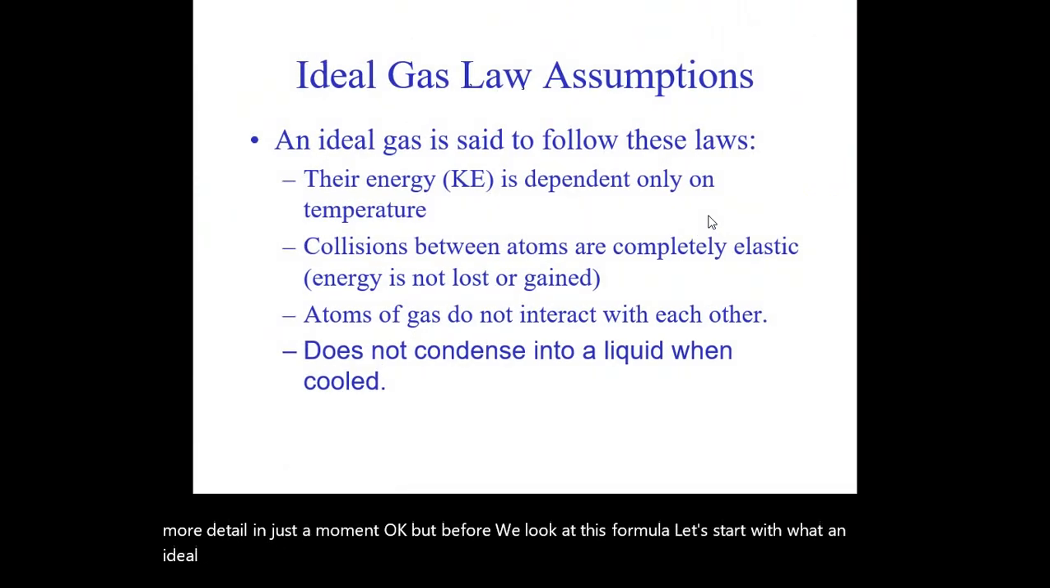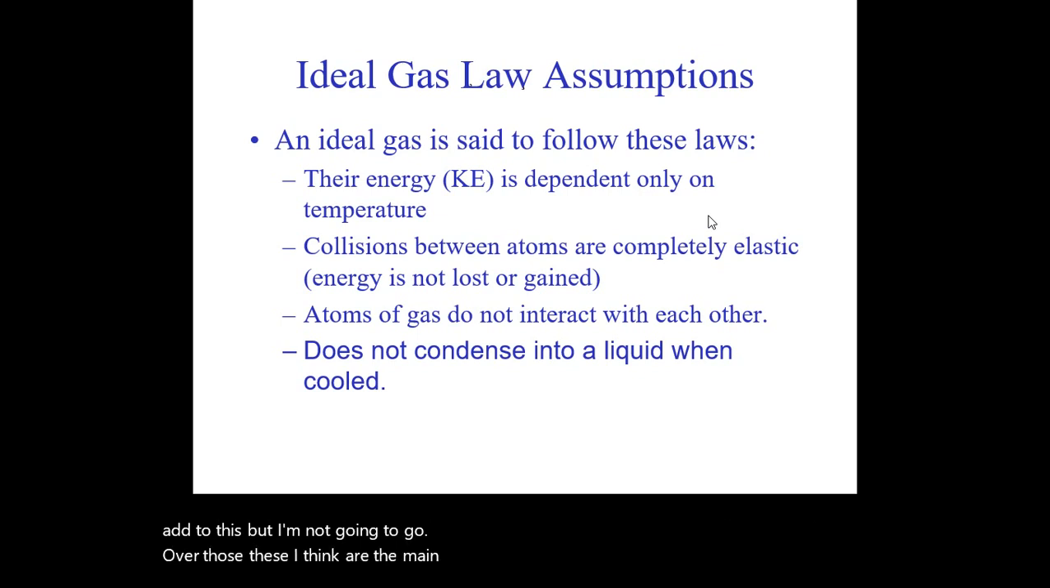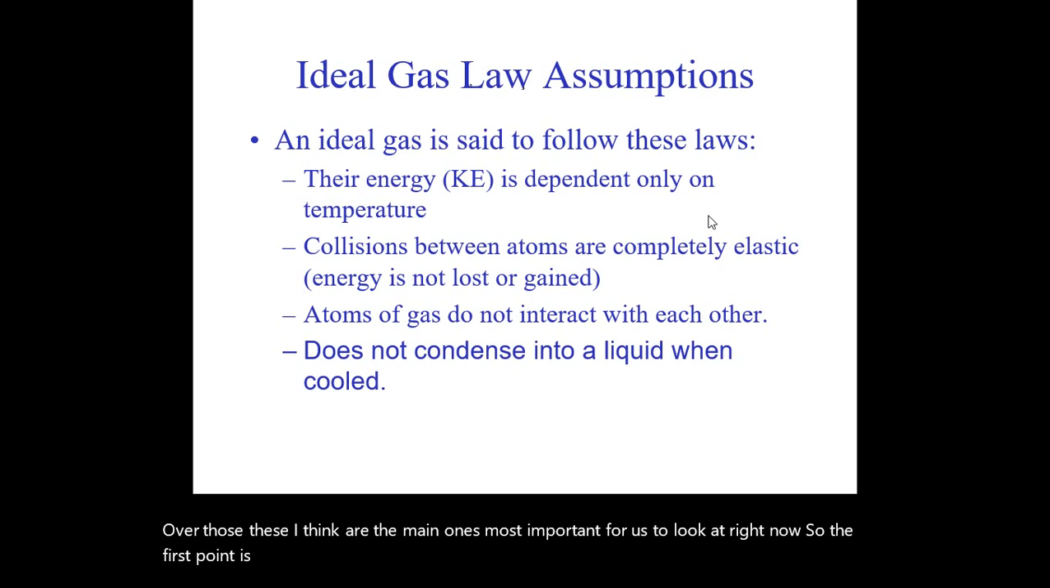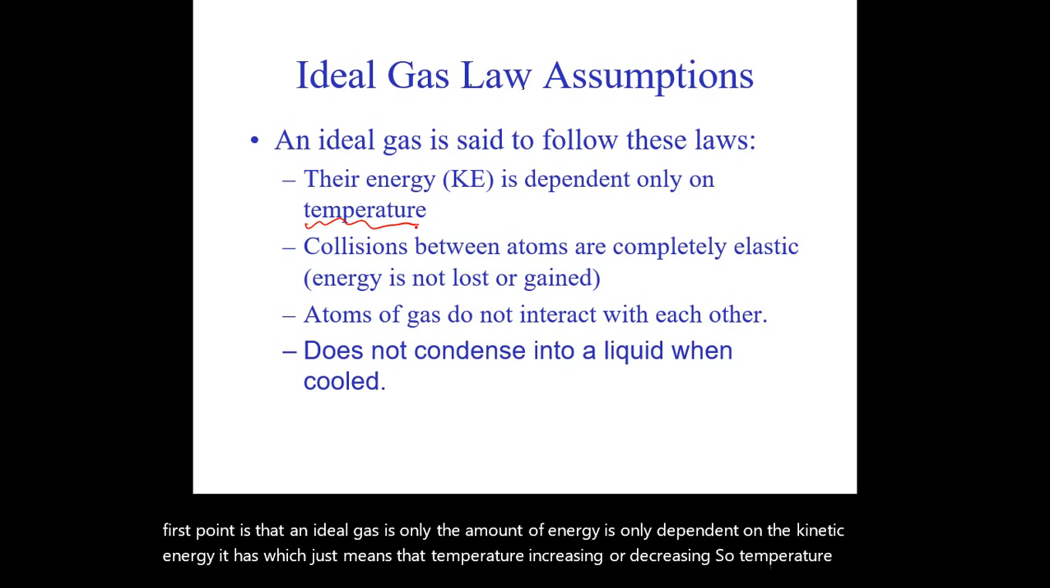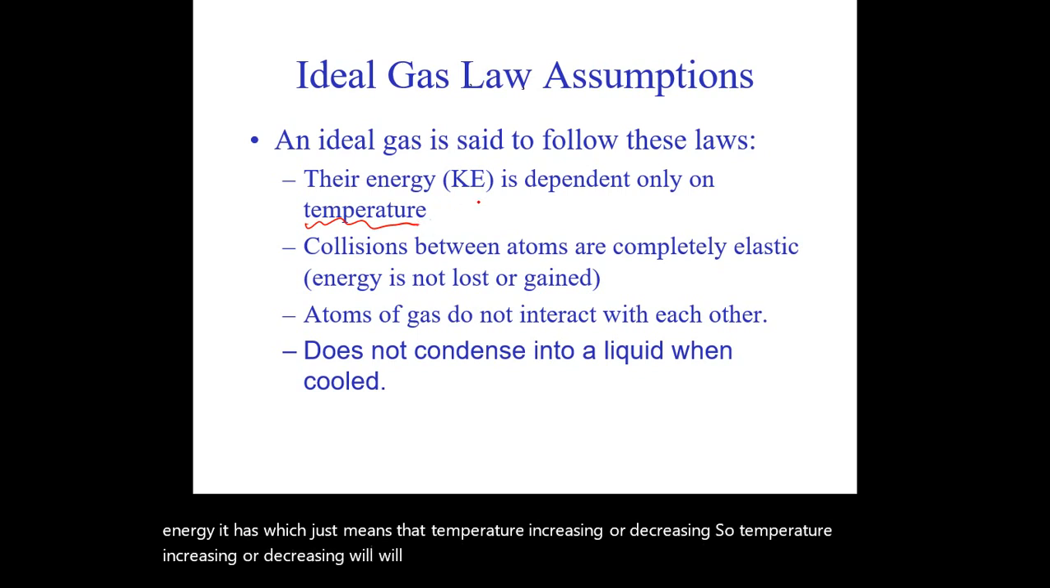These are a few assumptions that need to be made. There are a few more points to add to this, but I'm not going to go over those. These, I think, are the main ones, the most important ones for us to look at right now. So the first point is that an ideal gas's amount of energy is only dependent on the kinetic energy it has, which just means that temperature increasing or decreasing will affect its velocity, its movements, its rate of collisions, right?